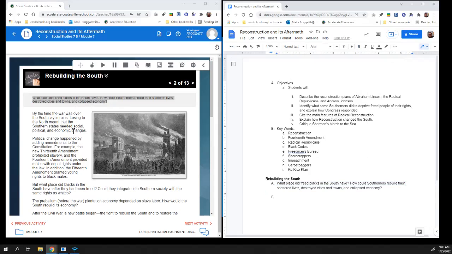So what do they mean by place, Noah? Do you know? What do they mean by the word place? Like where they're living? Yeah, probably where you're staying, economy, like class? Nice. That's a great answer. That's exactly what you're saying. So kind of like where you live, physically in the South, we know that. But also where you are in life, surrounded by your neighbors. Brilliant. Yeah, exactly. So how could Southerners rebuild their shattered lives, destroyed cities and towns, and collapsed economy?